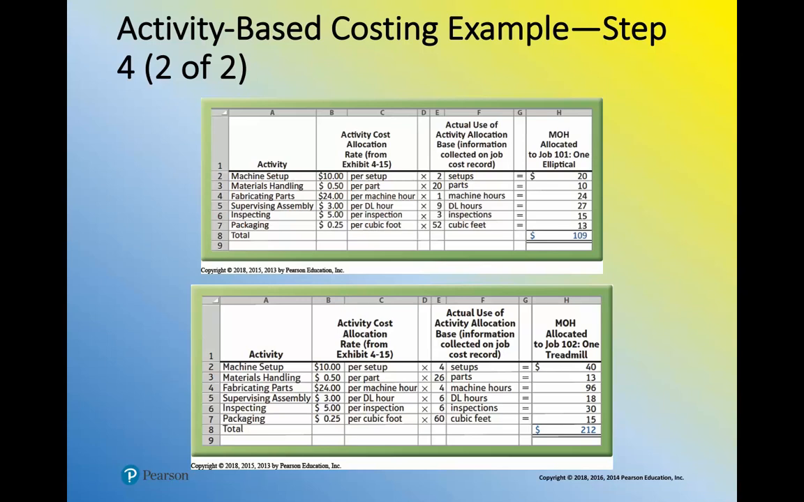For our treadmill, again, it requires 4 setups, 26 parts, 4 machine hours, 6 direct labor hours, 6 inspections, 60 cubic feet. So altogether, we're going to allocate $212. So we can see here again, started at 160, and then it jumped up, and now it's jumping up again. So it's actually using up more of our resources than we initially thought. We're getting a more accurate picture.